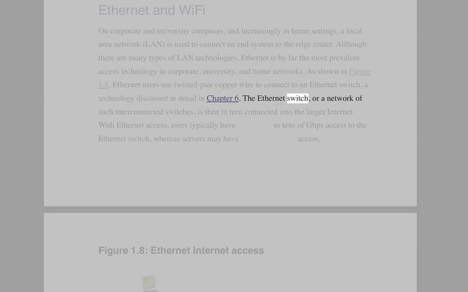The Ethernet switch, or a network of such interconnected switches, is then in turn connected into the larger Internet. With Ethernet access, users typically have 100 Mbps or 1 Gbps access to the Ethernet switch, whereas servers may have 1 Gbps to tens of Gbps access. Figure 1.8. Ethernet Internet Access.